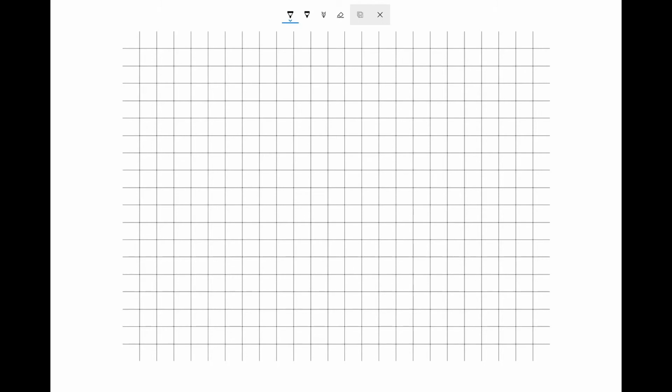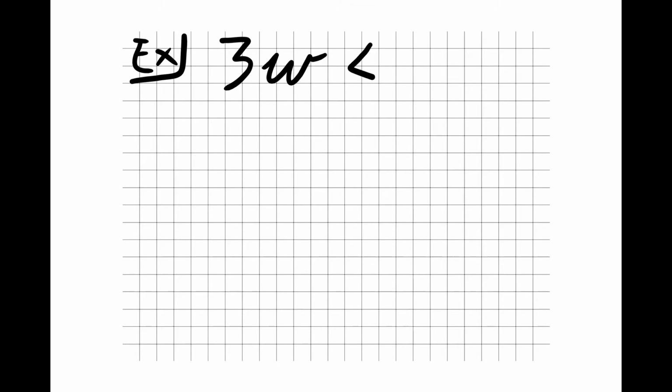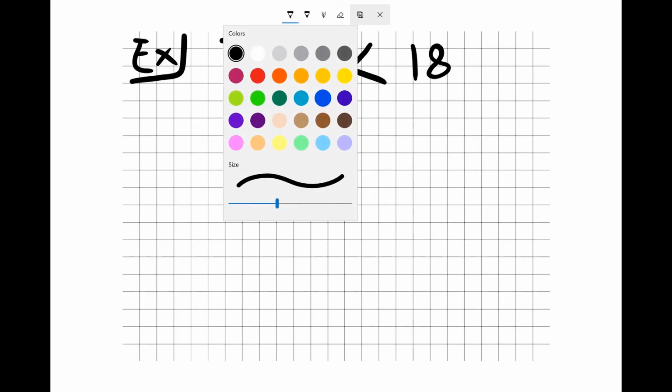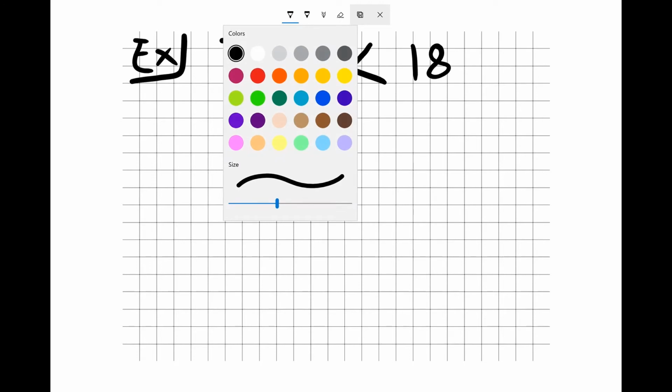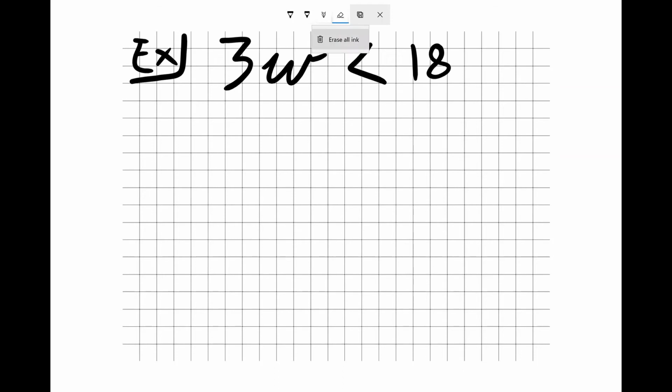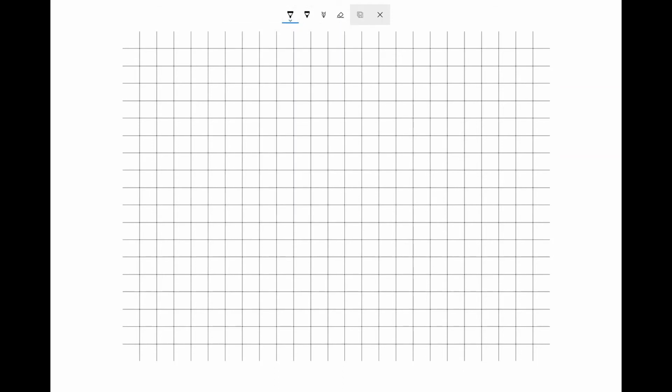Let's say you have, for example, if I remember correctly, we did 3 times the number w is less than 18. 3 times the number w is less than 18. That's actually a horrible example. We'll use the same example, I guess, but we'll simplify it. W is less than 6. The next section we'll talk about how we do that. But again, for now, let's just focus on this one. W is less than 6.